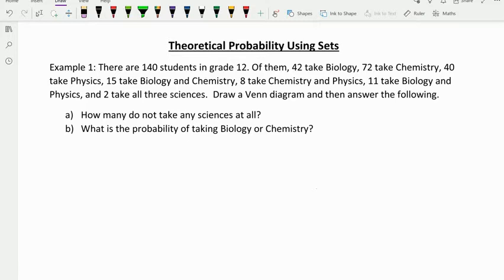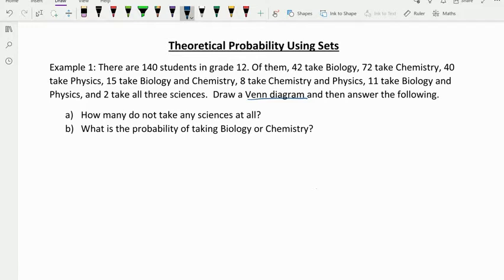Today, we're going to look at this example where we have 140 students that are taking science classes, either biology, chemistry, or physics. Potentially, some of them are not taking any science. In order to solve this question, what we want to do is draw a Venn diagram so that we can determine some of these answers for part A, part B.